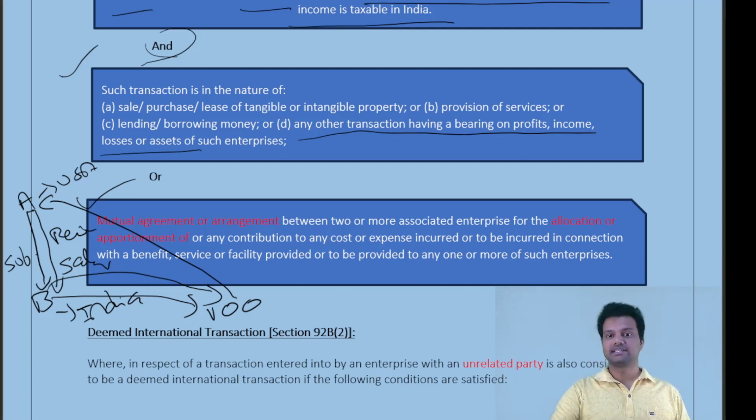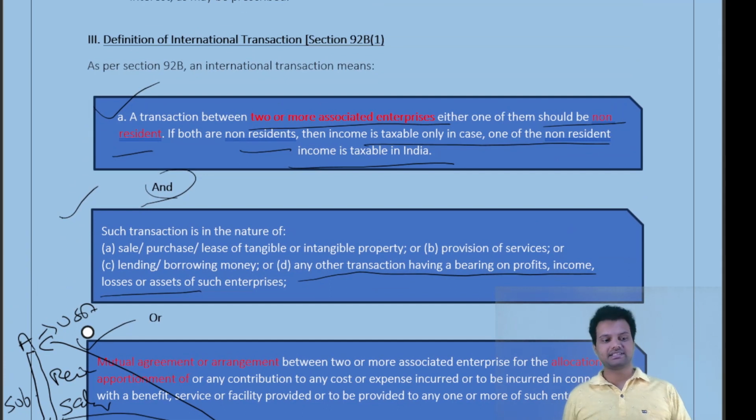In summary, what is international transaction? International transaction is provided in section 92B. International transaction is between the resident enterprise and a non-resident associated enterprise. So one should be a non-resident. If both are non-residents, then those transactions are covered under these provisions only in case one of the non-residents' income is taxable in India.